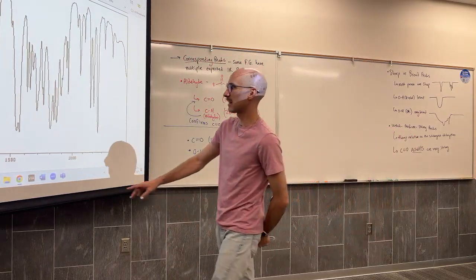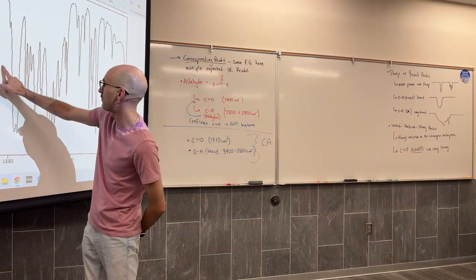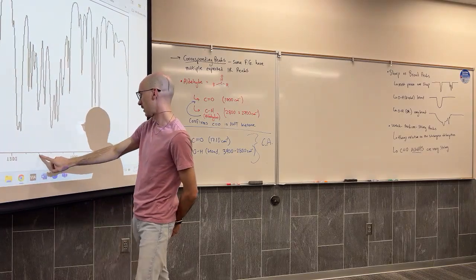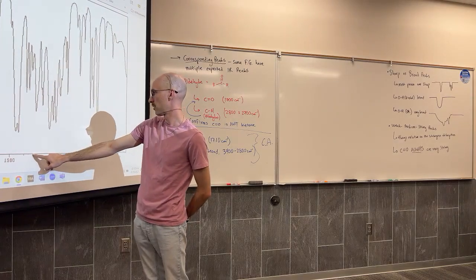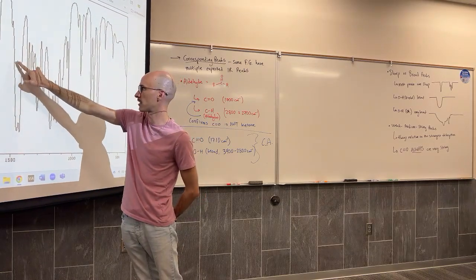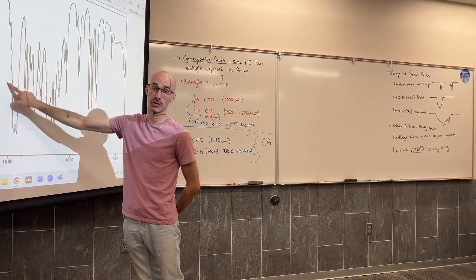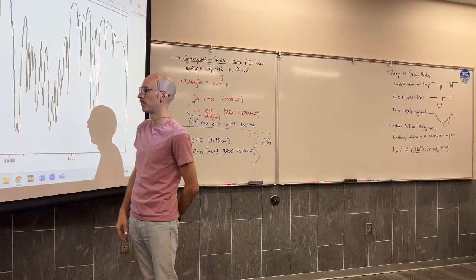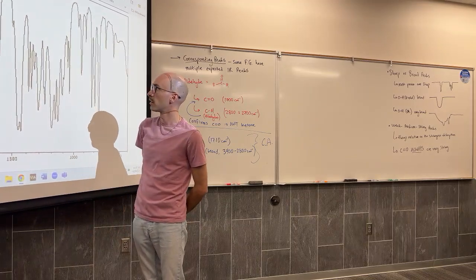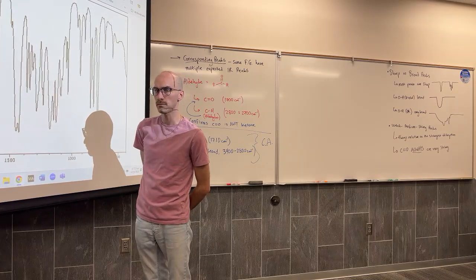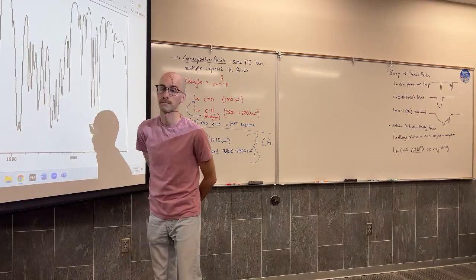Now, I don't see anything at 1550 to suggest the nitro. And then when I come down to 1350, I'm not seeing a sharp peak. And the nitro is expected to be sharp or strong at both of them. So I'm thinking maybe not nitro. At 1,600.